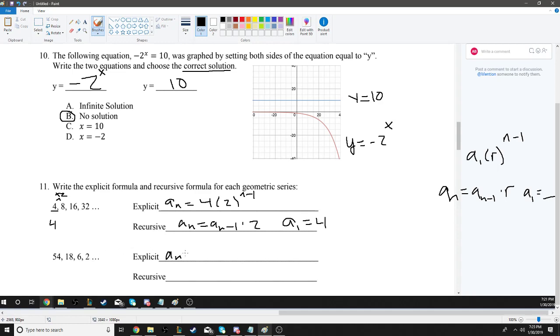Explicit, again, you start off with your first number. So your first number is a sub 1. And then our pattern is divide by 3. However, we don't say divide, we say multiply. So we're going to take any number and divide it by the number before it. 2 divided by 6. So 2 divided by 6, if you reduce top and bottom, this becomes 1/3. So it's going to be 54 is your first term times 1/3 to the n minus 1 power. And the recursive is still the same kind of thing. A sub n equals a sub n minus 1 times 1/3 with a sub 1 equal to 54.